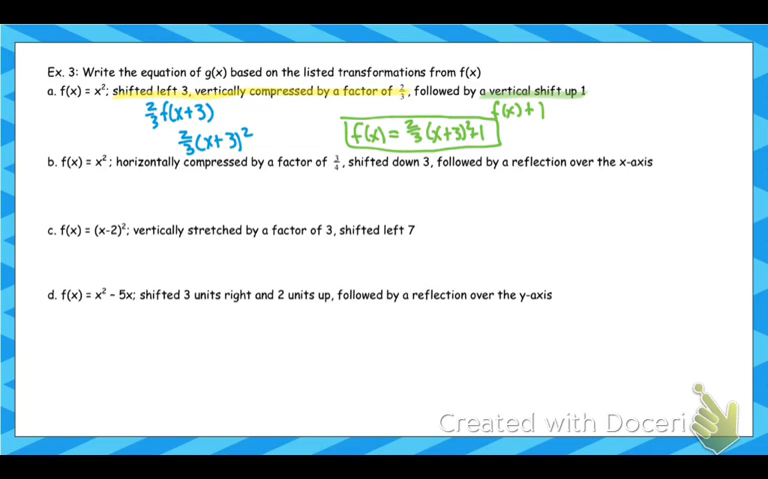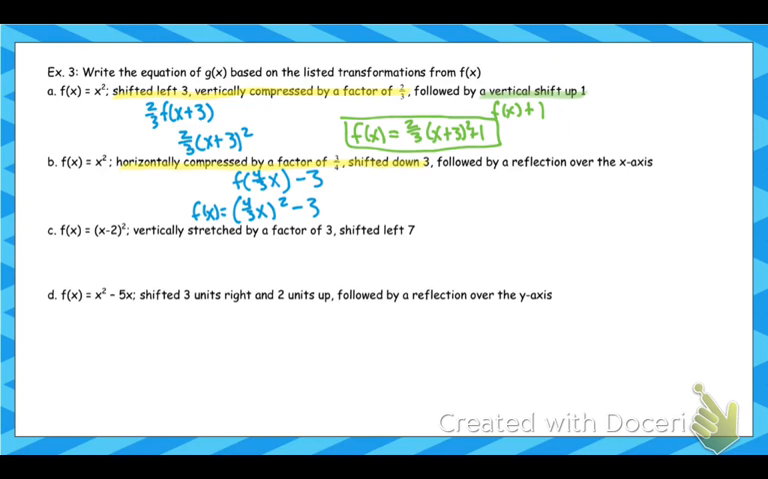All right, let's look at the next one. Horizontally compressed by a factor of 3/4. Shifted down 3. We're going to do that first. So horizontally compressed by a factor of 3/4 is going to go inside the parentheses and it's going to be backwards. And if I shift down 3, then I'm subtracting 3 from the function. All right, so 4/3 is going to go inside the parentheses. Down 3 goes after the parentheses. So those are our first transformations.